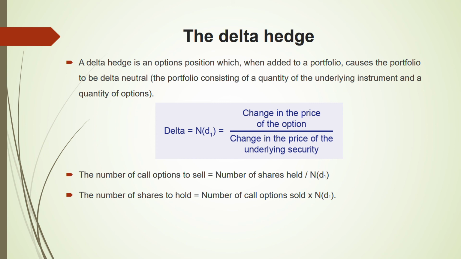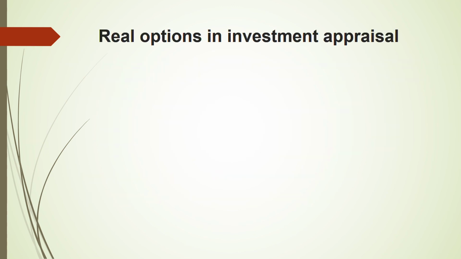Okay. Now we are coming to the real option. The main thing is real option. This is what you will be given in the exam with your calculation of net present value, investment appraisal. Okay, real options. There are 4 types of real options: option to expand, option to delay, option to switch, option to abandon.